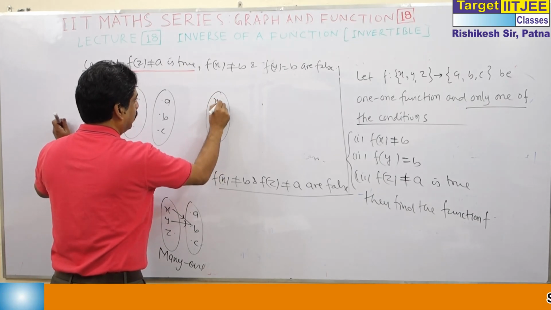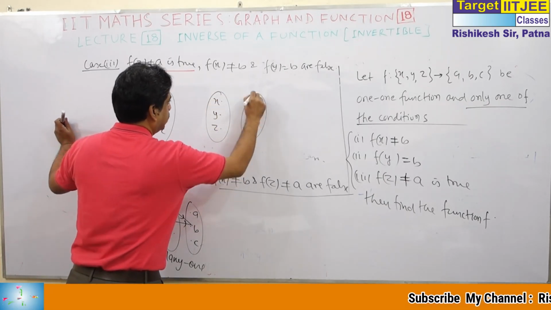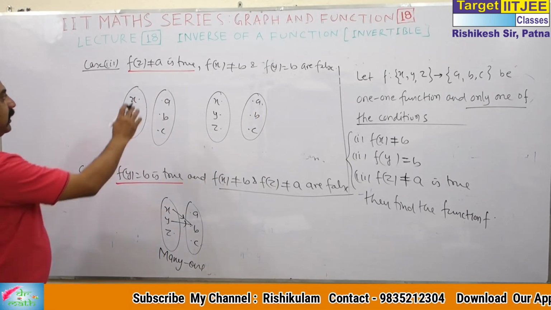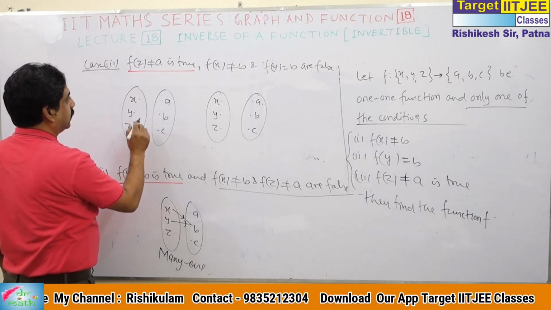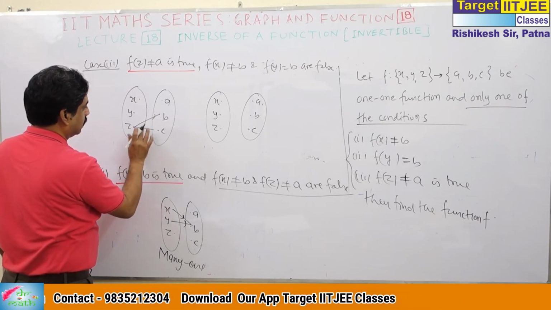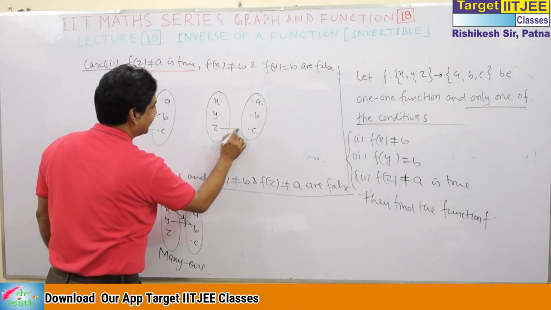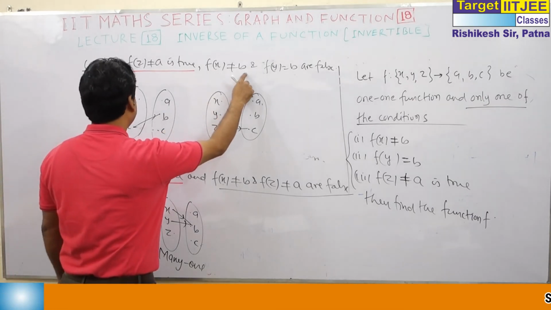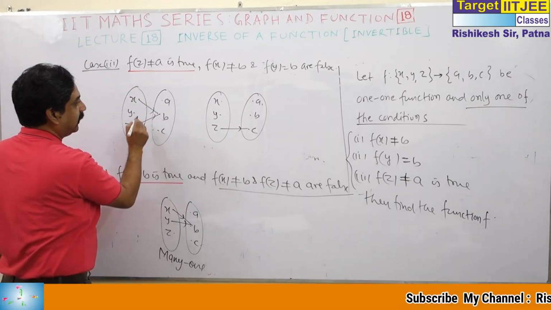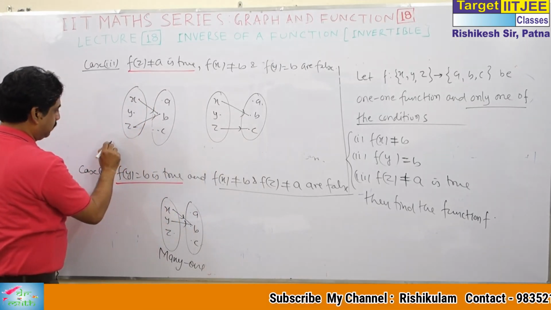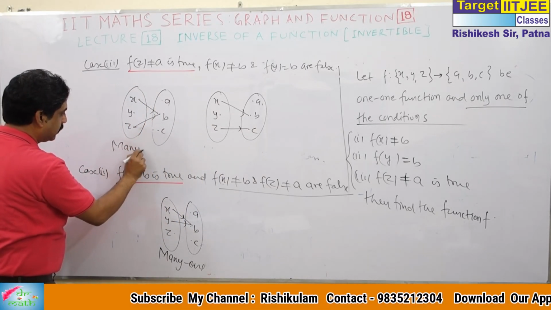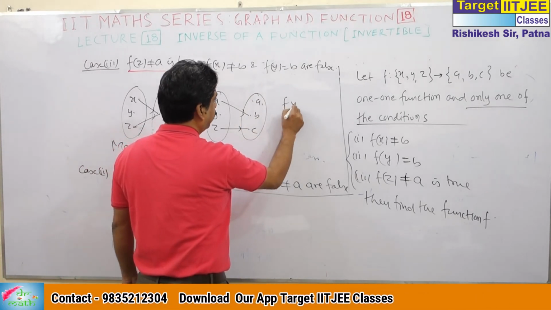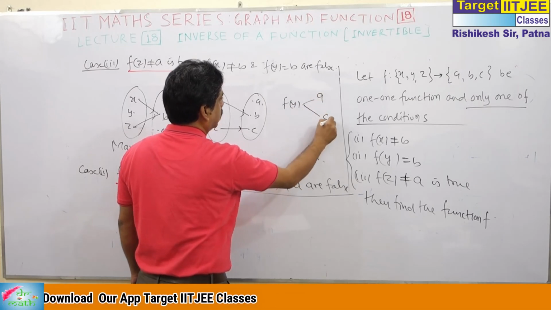It can be done in two ways, x, y, z. This is a, b, c. fz not equal to a, so z either goes to b or z goes to c. Now fx not equal to b is false, which means x goes to b, and z goes to b. This is many-one, not one-one. This is also ruled out. Now fy is equal to b false means fy goes either to a or to c.